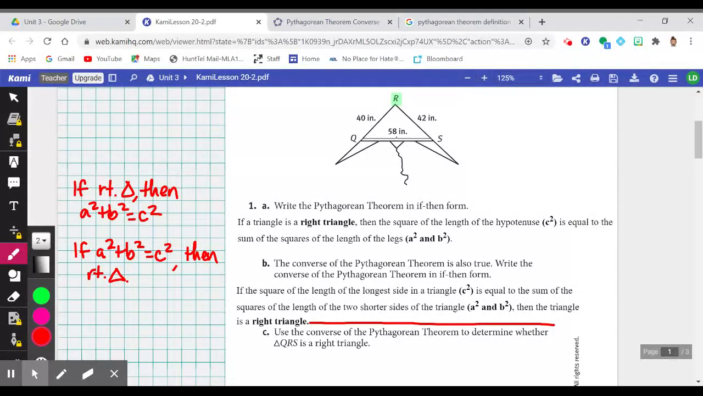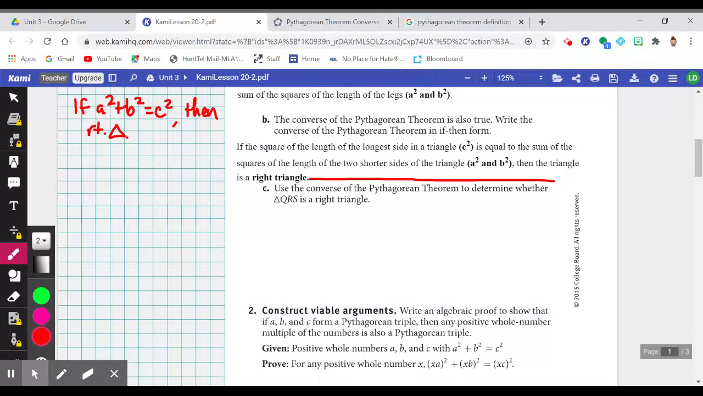So if the square of the length of the longest side, and notice we call it the longest side because it's only referred to as a hypotenuse if in fact it is a right triangle. So if the square of the length of the longest side in a triangle, aka c squared, is equal to the sum of the squares of the length of the two shorter sides. And again, notice we didn't call them legs. It's only referred to as legs if we know it's a right triangle. So if that's true, then the triangle is a right triangle. AKA, if a squared plus b squared does in fact equal c squared, then it is a right triangle. So now we are going to use the converse of the Pythagorean theorem to determine whether triangle QRS is a right triangle. So we will chunk item 1C.